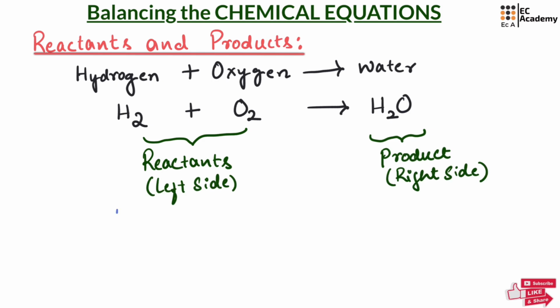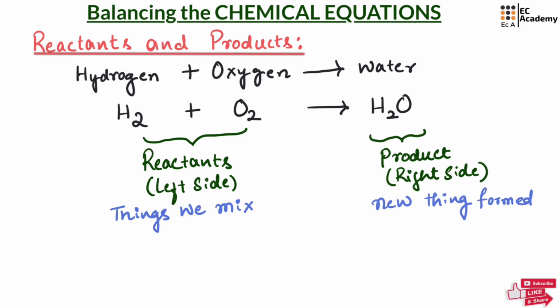These reactants are the things we mix and the product is the new thing formed. Hope you have understood this. The left side of the chemical equation is reactant and the right side of the chemical equation is the product. Reactant is the thing we mix and the product is the new thing which is formed.